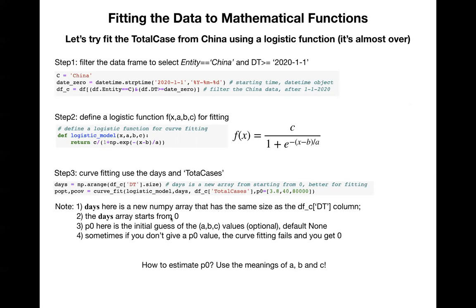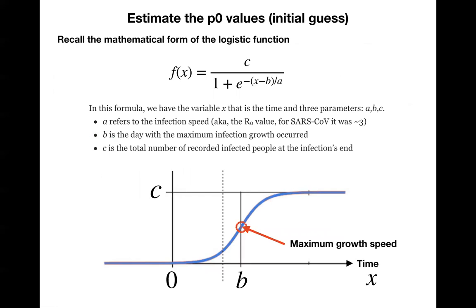And also the p-value is useful in some cases when the fitting is really tricky. So the question comes, how to estimate the p-value? For the logistic function, it's really straightforward because we know exactly what A, B, and C mean. So let's come back to how we estimate the p-value for a curve fitting for a logistic function.